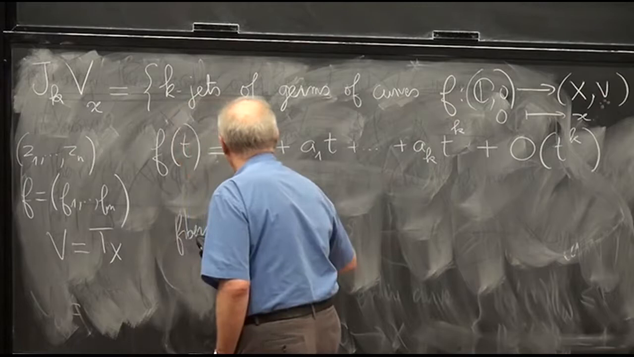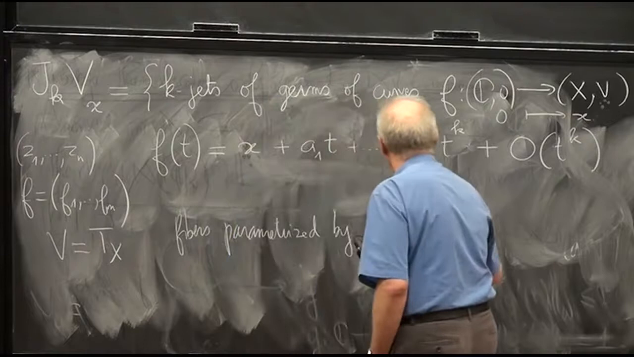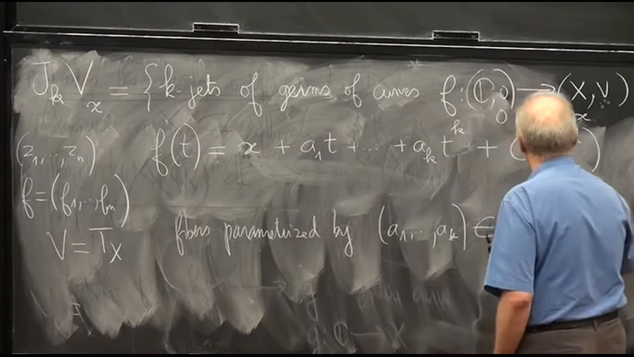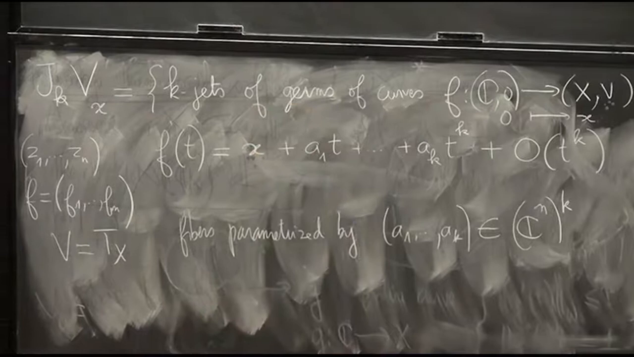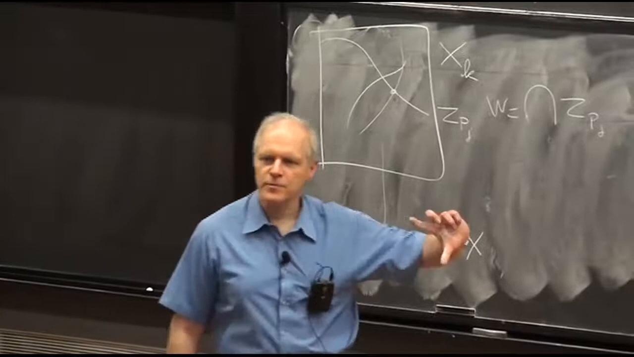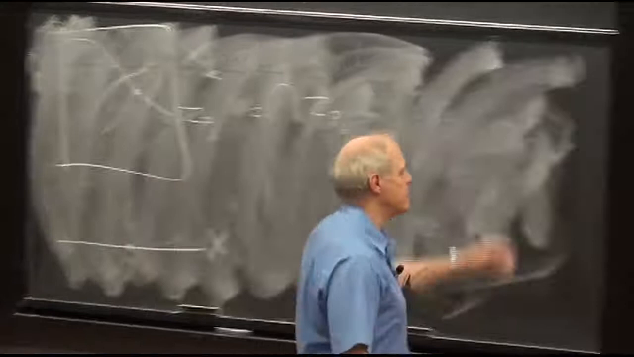By A1 and so on, which are just elements in C^n times k. So this is a bundle, so that the fibers are affine spaces, but it's not an affine bundle because the transforms, when you change coordinates, are not affine transformations, they are complicated transformations.